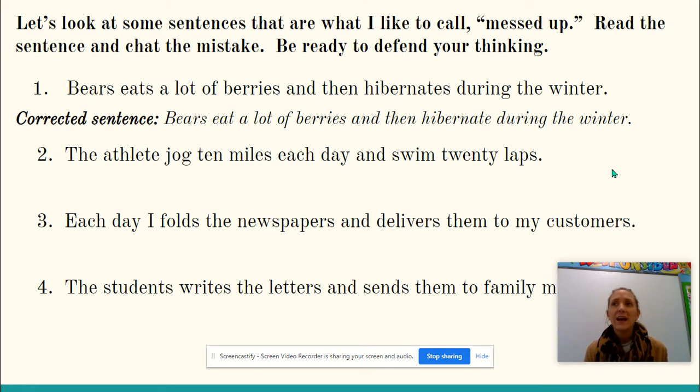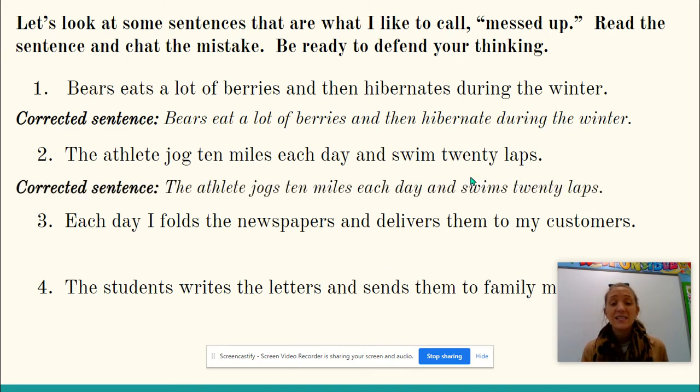The athlete is one, singular. Singular, you need to have an S. The athlete jogs. The jog should have an S. What other word should also have an S at the end? The athlete jogs 10 miles each day and swim 20 laps. What other word should I add an S to? It's another verb, an action word. If you said swim should be swims, you're correct. The correct sentence is: the athlete jogs 10 miles each day and swims 20 laps.